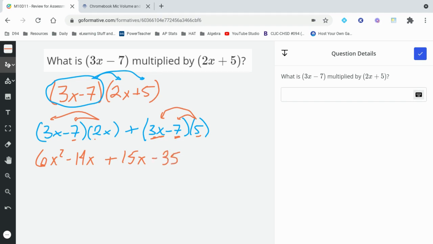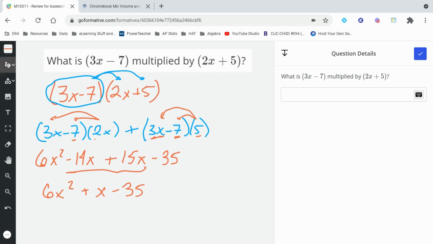Now, when you get to this point here, again, remember, you probably want to take a second and see if there are any like terms that we can combine. And we've got some right here. So I get 6x squared. Negative 14 plus 15 is going to be 1x. You can have a 1 here, or you can leave it just x, minus 35. All right? So that's one way you can do it.